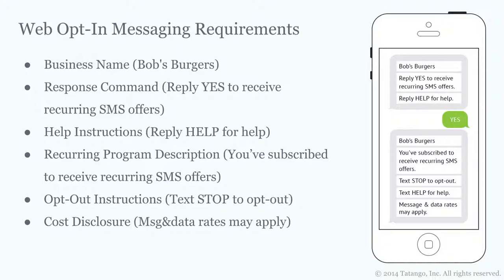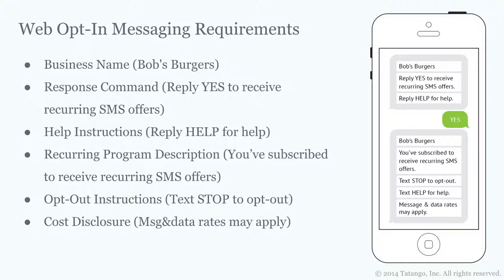The third thing is the help instruction. Reply help for help. And you can see on the bottom here, we say text help for help, reply help for help. It really doesn't matter as long as they know that if they reply help, they're going to get help. So that's the first piece. Then the customer will reply yes, hopefully.